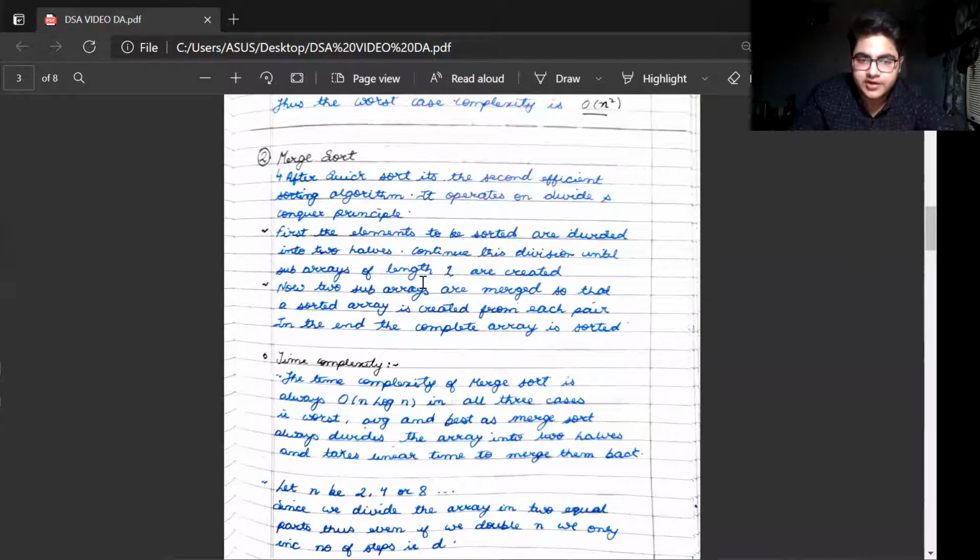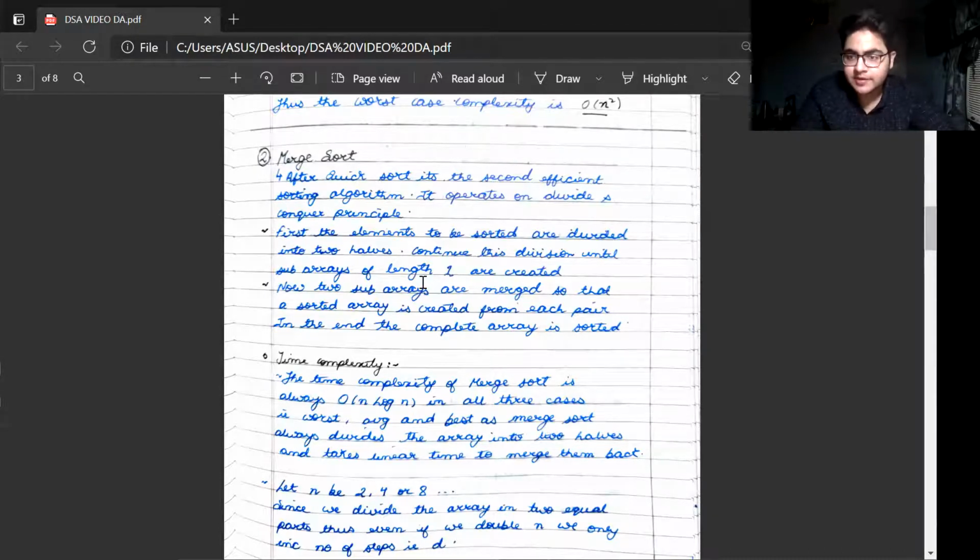First, the elements to be sorted are divided into two halves. Continue this division until sub-arrays of length 1 are created. That is, you have an array, you keep on dividing it into two parts, and continue this process until you obtain arrays of length 1. Once you obtain arrays of length 1, start merging them and sorting them simultaneously. Thus, in the end, the final result you will obtain is a sorted array. That's what happens in the merge sort concept.